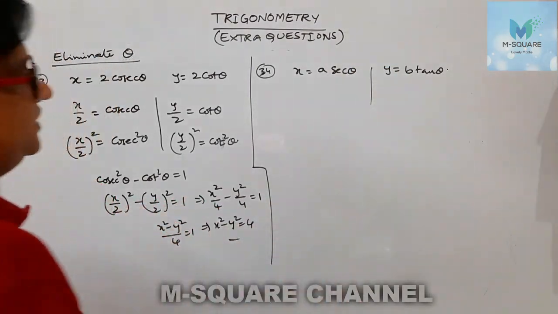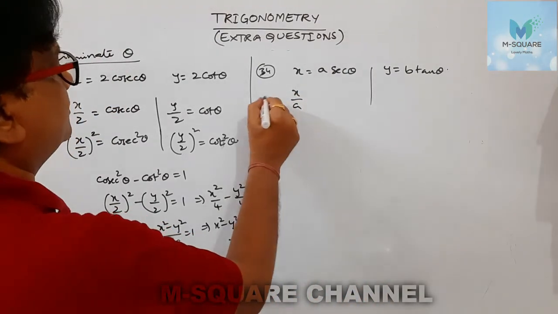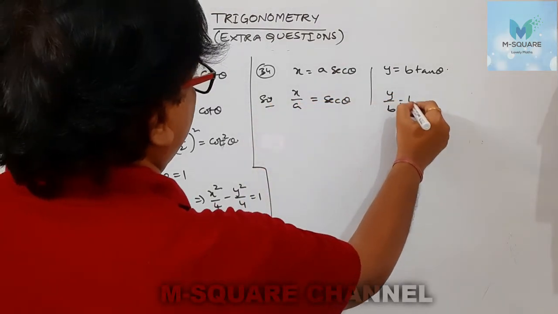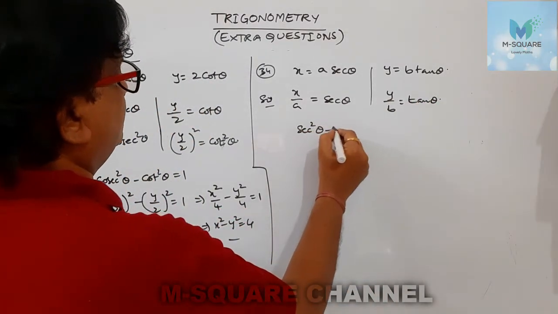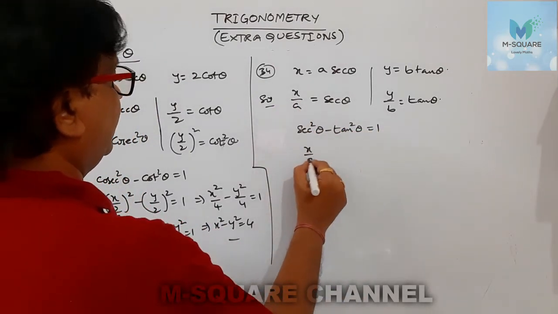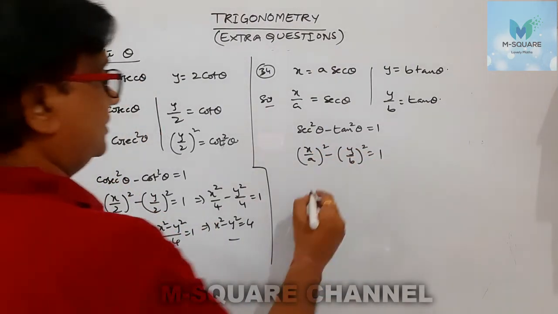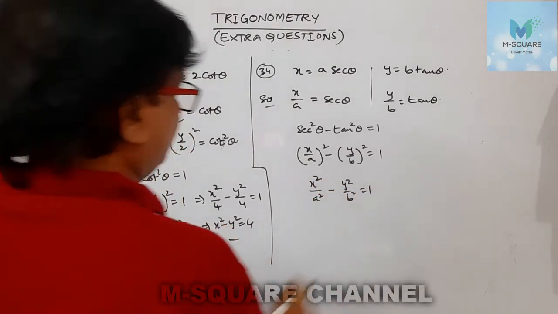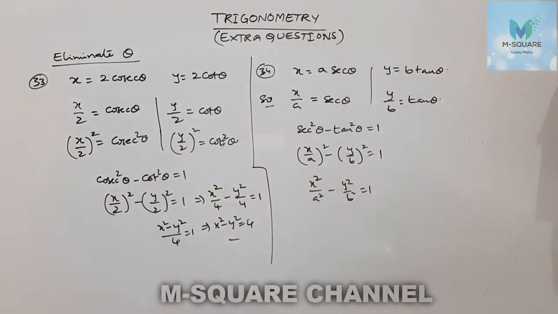So the relation between secant and tan is secant square theta minus tan square theta equal to 1. So x by a equal to secant theta, y by b equal to tan theta. So secant square theta minus tan square theta, you can write like this also: x by a whole square minus y by b whole square equal to 1. So x square by a square minus y square by b square equal to 1. You can leave it like this. It's not a problem. So this is another form of elimination of theta.